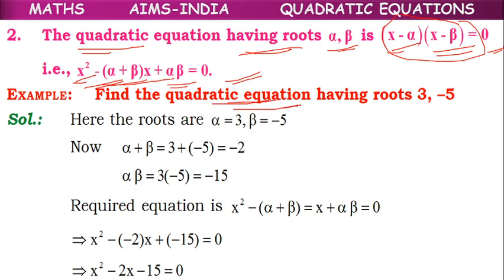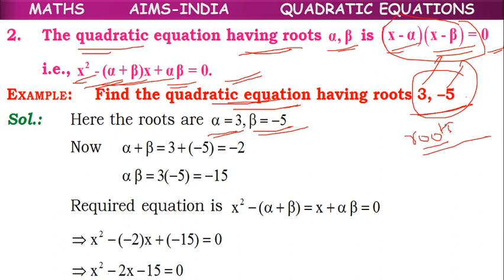Find the quadratic equation having roots 3 and minus 5. So here alpha is 3, beta is minus 5. We know only the root values, and we have to find the quadratic equation. Let the roots be alpha equals 3, beta equals minus 5.